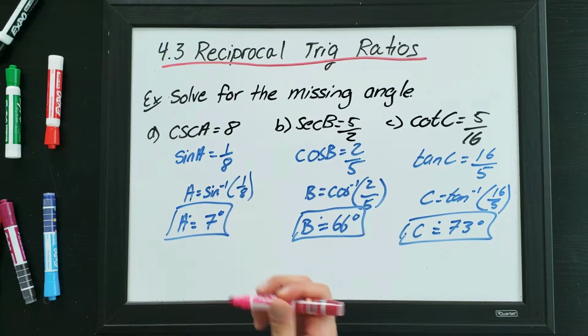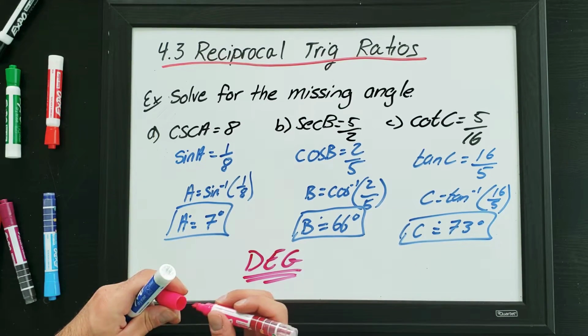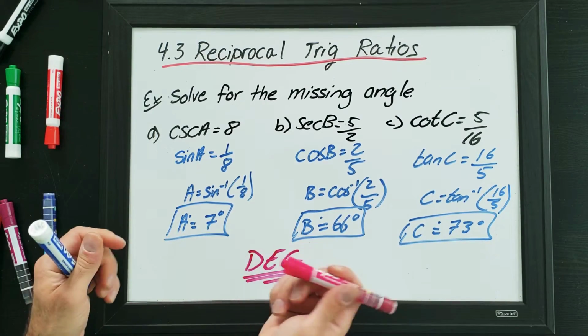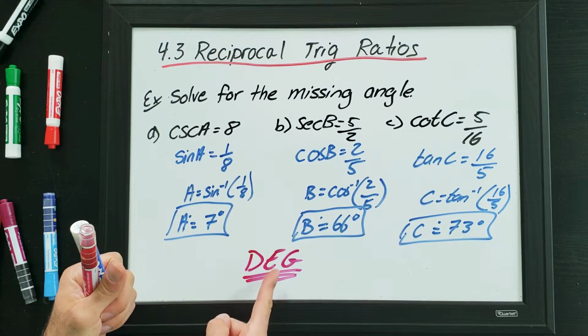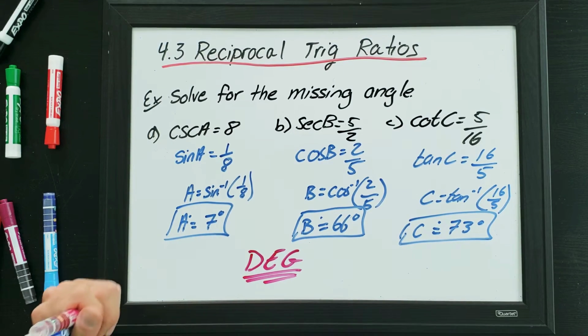Please make sure that your calculators are in degree mode, not radian or gradient, because you're going to get wrong answers every time you use sine, cos, and tan if you are not in degree mode. Make sure. All right, now we're going to do one more question.